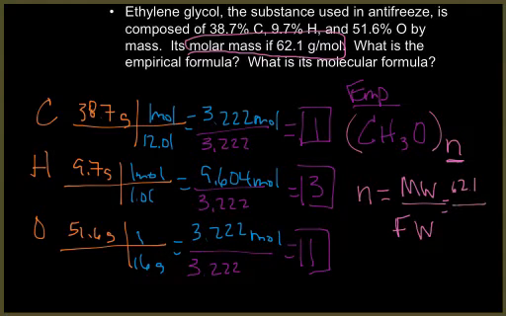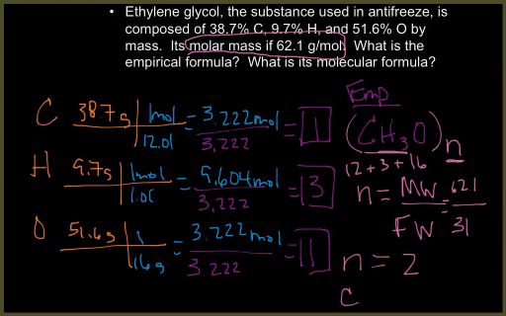I'm going to divide that by my empirical formula weight. So I have 12.01, and I'm going to simplify this here, plus 3 times 1, which is 3, plus 16. So I'm just adding up the masses of all this. So 62 divided by 31 gives me a 2. So my N value equals 2. So now I'm going to multiply my empirical formula by 2. So I end up with C2H6O2. And that's my molecular formula.